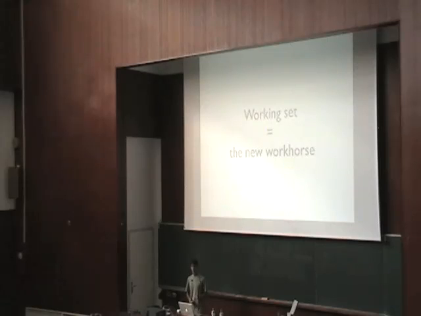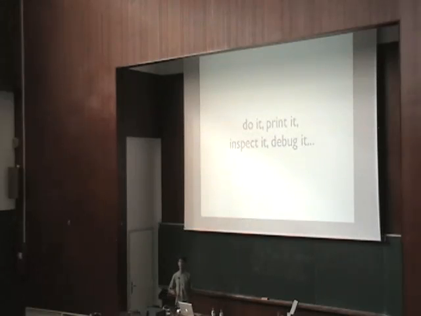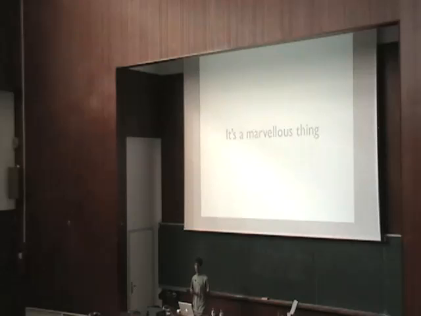The second item is ubiquity. So what do I call ubiquity in Pharo development? Just that you have some text in a code pane, you select it, and then you can do it, print it, inspect it, debug it. You can browse the class if it's a class name, browse senders, browse implementers. And for me, it's very useful. It's a feature that you rarely see in other environments. Actually, you don't see it in some environments like Eclipse.